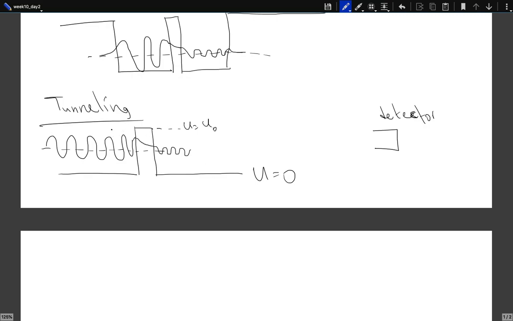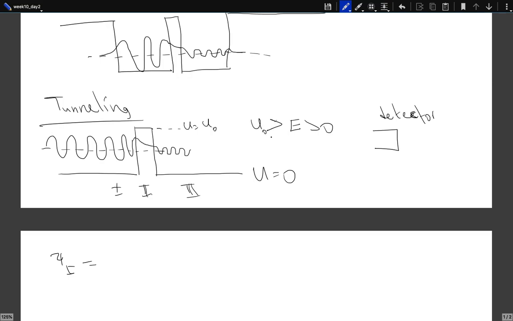Now again we have the region 1, region 2, and region 3. Let's write the wave function in region 1. Let's say we are looking for a particle with energy E larger than 0. Well, in this case, since the minimum of the potential is already zero energy, the energy will always be larger than 0. But energy is less than u0.